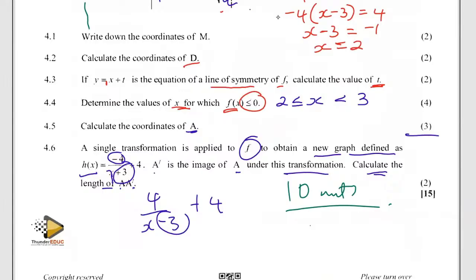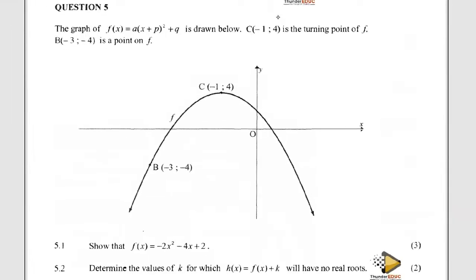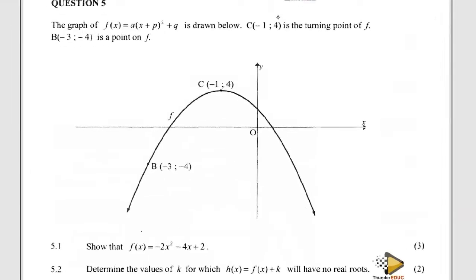4.6. Then question number 5, they're telling us that the graph of f of x, which is a into (x plus b) squared plus q, now this is a parabola with a turning point, okay, is drawn. C is given as that, which is the turning point, and then there's a point B. Then 5.1, can we show that the graph can be written as this?